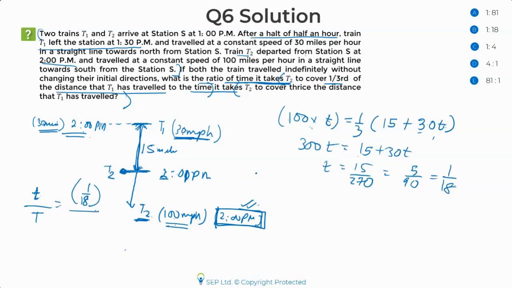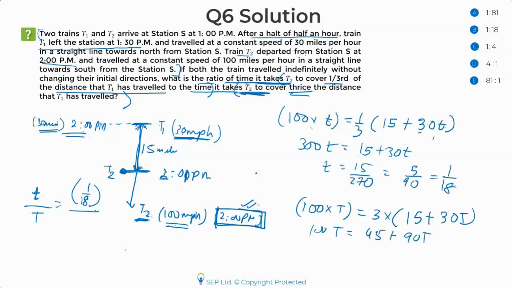It's the same story, capital T. 100 times capital T. The distance covered by T2 is thrice the distance covered by T1. So how much is T1 covering? T1 had already covered 15 miles, and in capital T time, it will cover 30 times T. So I'll get 100T is equal to 45 plus 90T. Okay. 10T is equal to 45, or T is equal to, if you want to cancel, 9 by 2. So you'll get 9 by 2.